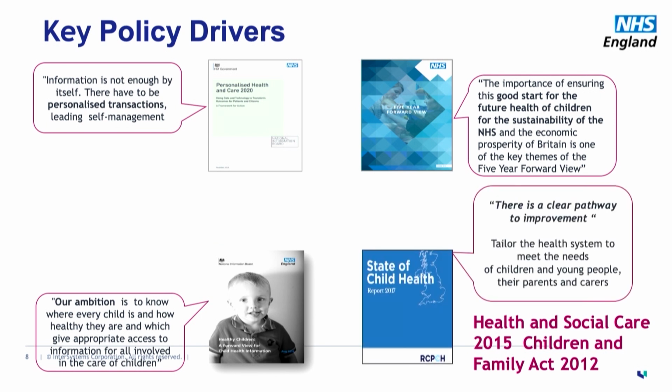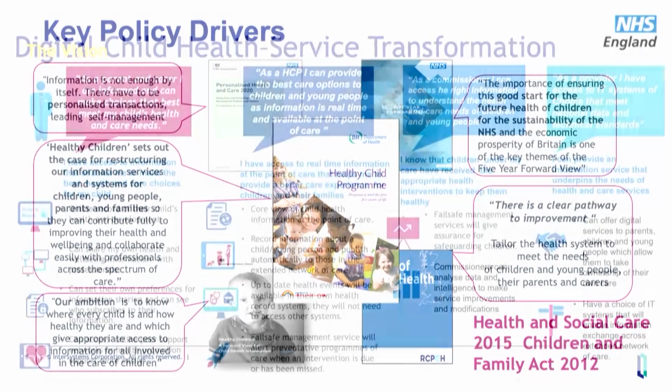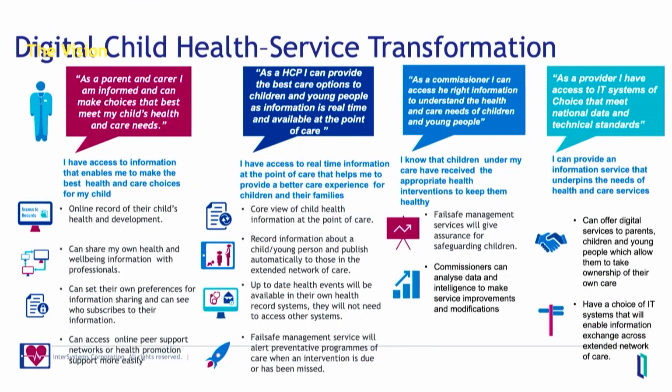We've got the state of our child health. Our children are getting more obese over time, etc., etc., so we want to monitor that. And we've got the Department of Health Healthy Child Programme. That is where we have immunisations, vaccinations, development checks, again, the things that we need to do to children to make sure they get a good start in life. So, again, you can read these slides when they go around with the presentation. I just want to pick a few things out.